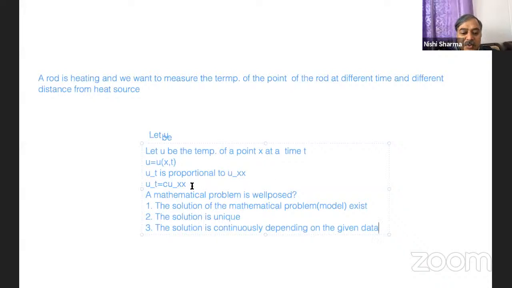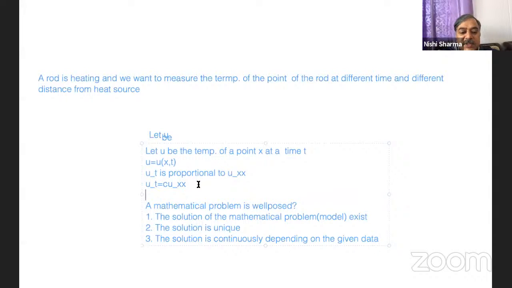Once we convert a real life problem into a mathematical problem, we have to check whether this problem is well posed or not. Of course it has a solution because it's a partial differential equation, and c is a constant, nothing to worry about. If u is sufficiently smooth, meaning its first derivative exists with respect to time and its second derivative exists with respect to x, then it has a solution.